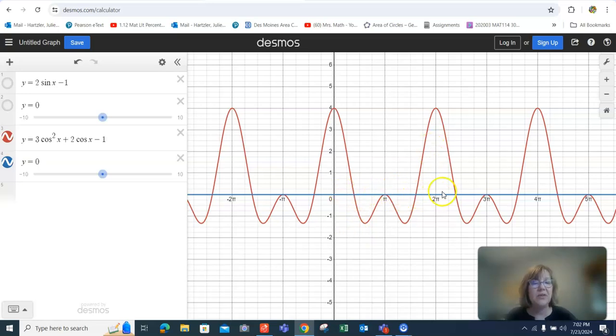Now again, do you see how these other things that cross are beyond my 2 pi? I can find all these if I want with my general formulas, but I only care about this one and this one, the ones that occur between 0 and 2 pi inclusively. All right, let me pause that. Let's go to the next page.